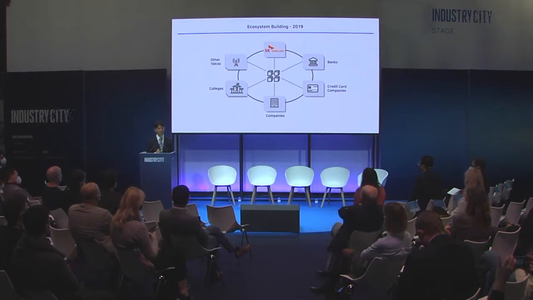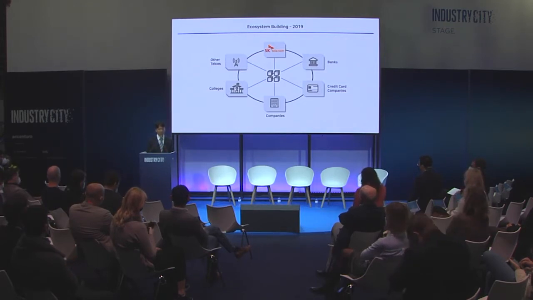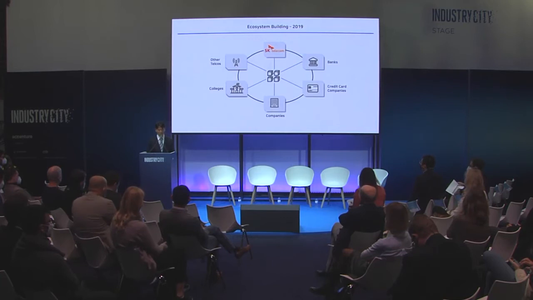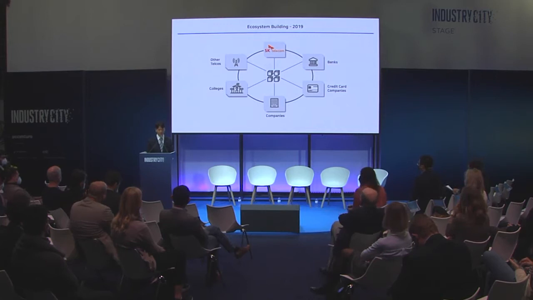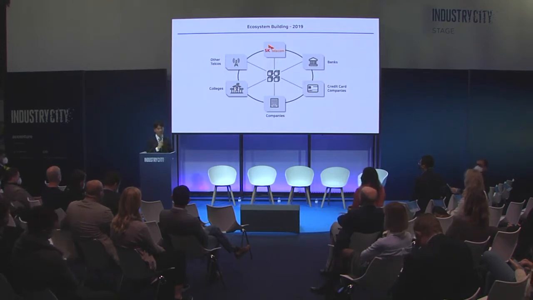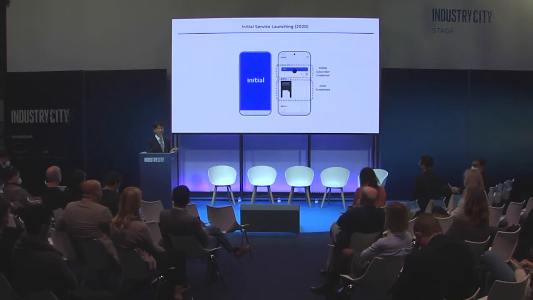In Korea, mobile network operators work together to provide ID systems. And also, we need some issuers and verifiers for certificates. An issuer issues credentials, and verifiers accept and verify the credentials. For the issuers, we have mobile network operators and universities. And for verifiers, we have banks, credit card companies, and normal companies. After we built this ecosystem in 2019, we launched the service in 2020. We called the service Initial.